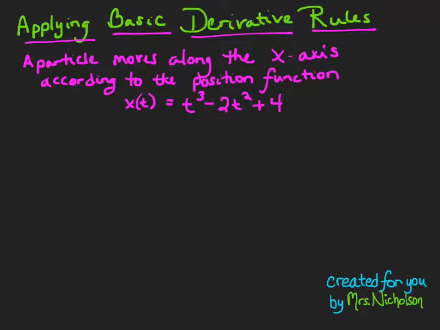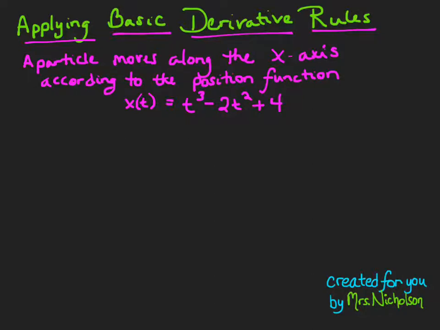Now that we've learned a couple basic derivative rules, I want us to look at some different examples for how we can apply those rules. In this first example, we have a particle that moves along the x-axis. According to the position function, x of t is equal to t cubed minus 2t squared plus 4.